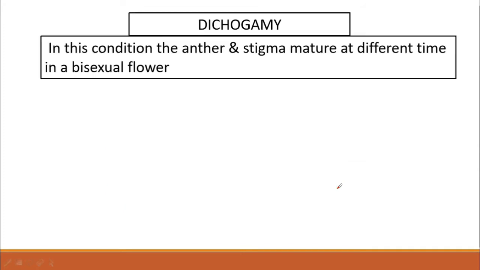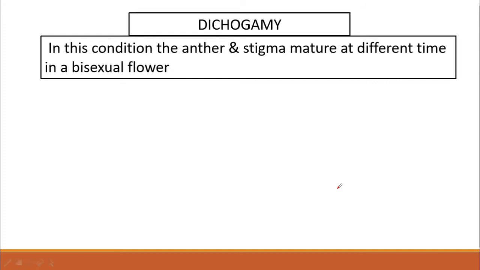Second is dichogamy. Now what is dichogamy? It is a condition in which the anther and stigma mature at different times in a bisexual flower. We all know that a bisexual flower has both the reproductive whorls, the male as well as the female. The problem is that since both whorls are present in the same flower, there is a high chance of self-pollination.